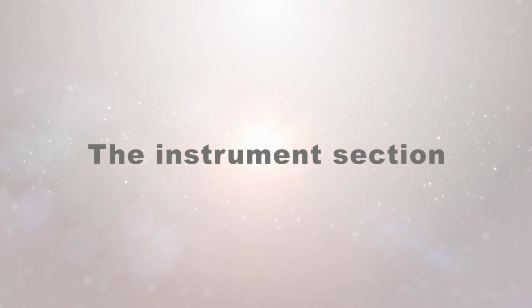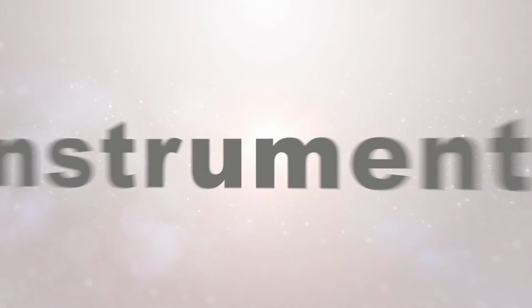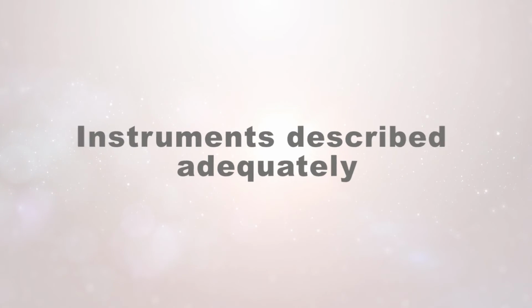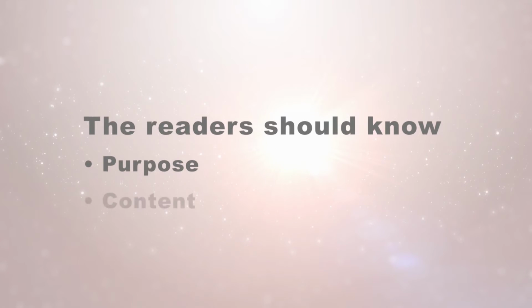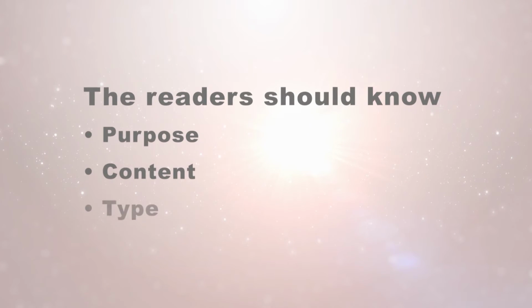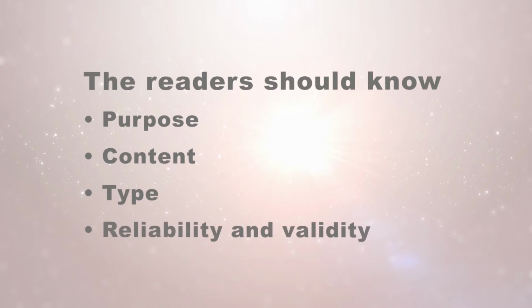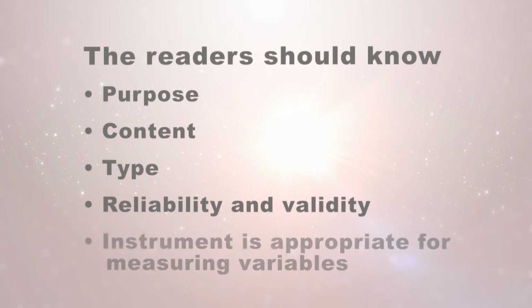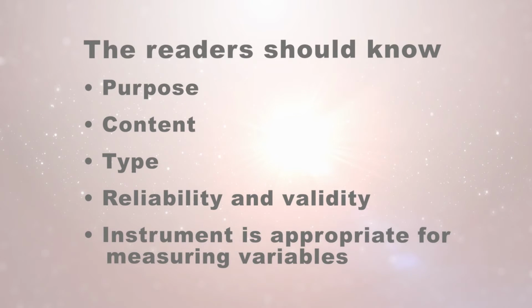The next step in the review of the research article is to look at the instruments section of the paper. Are the instruments described adequately? The author should tell the reader the purpose of the instrument, the content, the type of instrument. Information should be provided about the reliability and validity of the instrument. It's important as a reviewer, when you critique the paper, that you assure that the instruments are appropriate to measure the variables in the research questions.